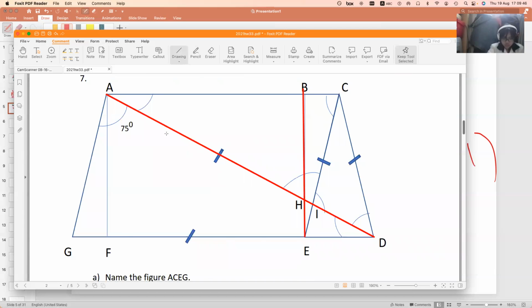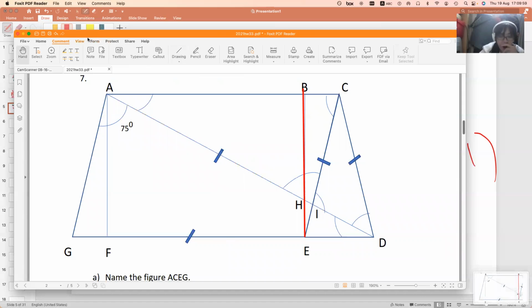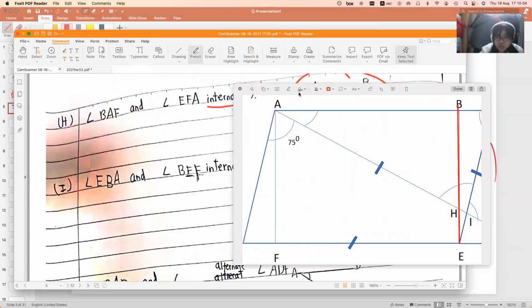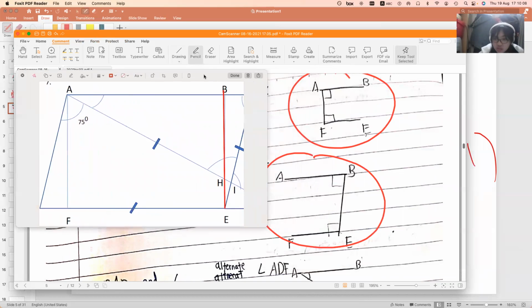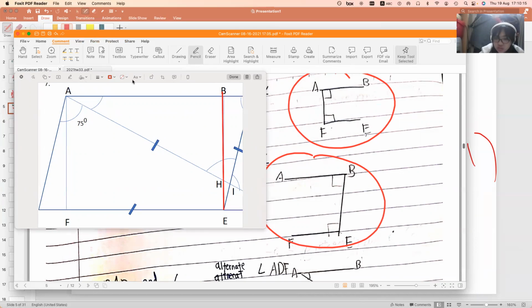ABEF. How come your ABEF looks so different from my ABEF? Look for yourself. ABEF is here, right? You compare your AEF to my AEF. Look for yourself. So this is AEF, right? Hold on, let me just draw it for you.